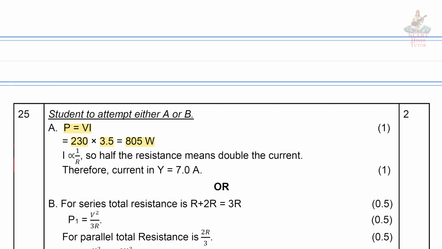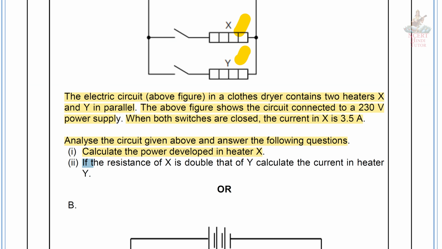We know current is inversely proportional to resistance. So half the resistance means double the current. Therefore, current in Y is equal to 7 ampere. Second, if the resistance of X is double that of Y, calculate the current in heater Y.